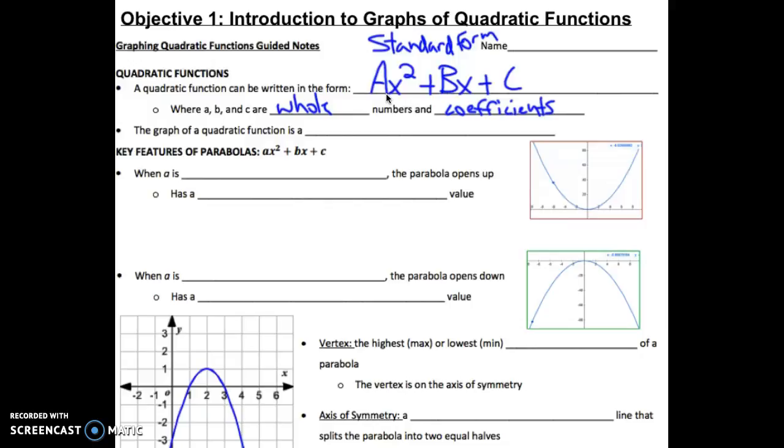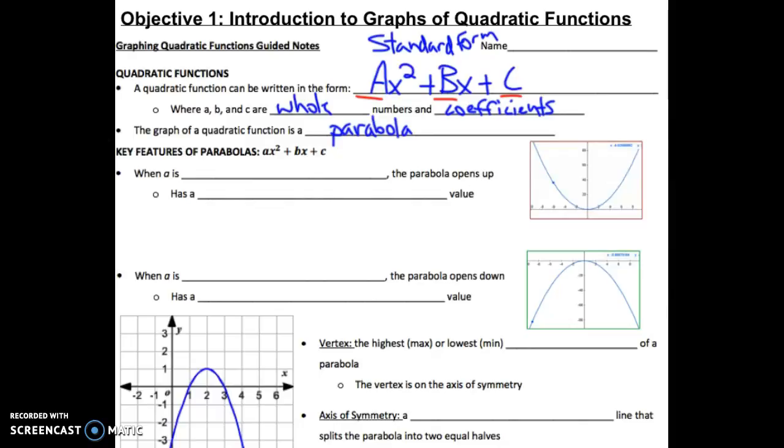The graph of a quadratic function is called a parabola. So, to begin, there's key features of parabolas. The U-shaped things or the smiley faces that you see. We're going to take notes on what all the key features are, and then we're going to practice step by step how to find all of these key features algebraically. So, back to standard form. A, B, and C. Again, those are all coefficients, meaning they're all being numbers at some point.